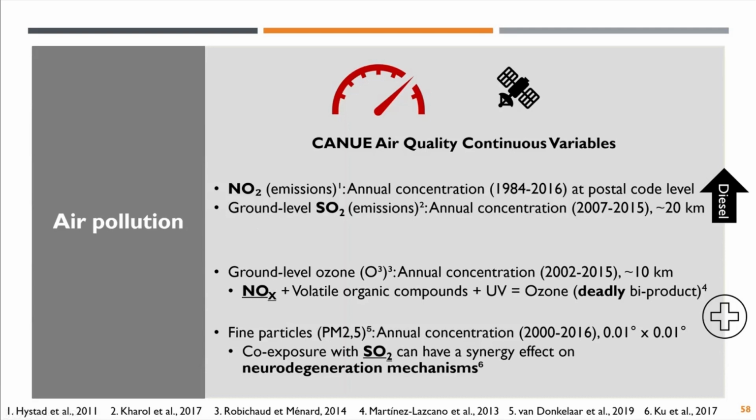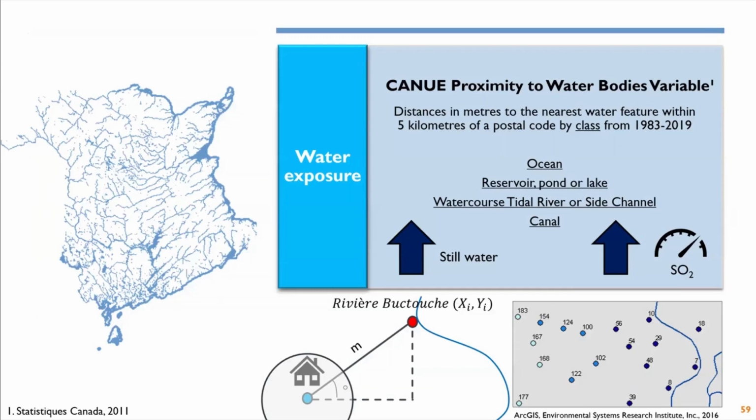So that's kind of interesting. We're looking to see if maybe that interaction exists with the cases. And finally, water exposure. We're going to use the proximity water body variable from CANUE, which classes for each postal code the distance in meters to the nearest water feature within 5 kilometers. You heard me, in meters. That's pretty cool. It uses a coordinate system to accomplish that.